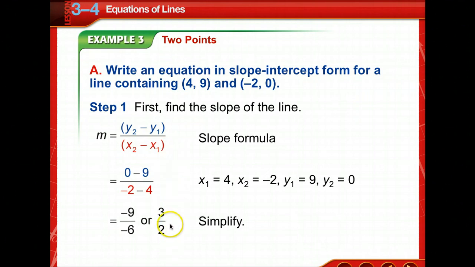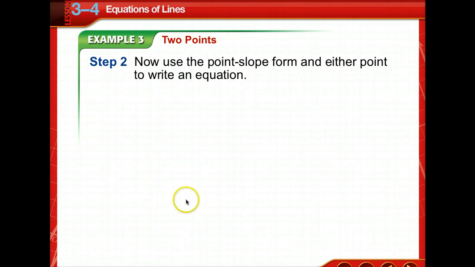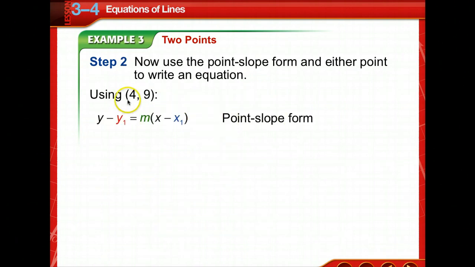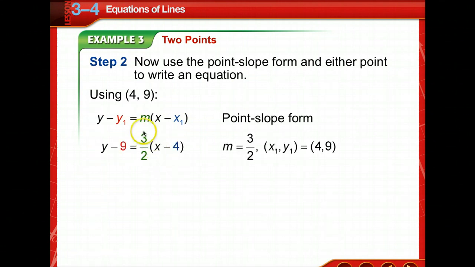So remember that, 3/2. Now we're going to use the point-slope form with either point. It doesn't matter which of the points you use. On this one, they're choosing 4, 9. So either one of the 2 points that you were given. In place of the slope, we're putting 3/2. The y is 9 and the x is 4.